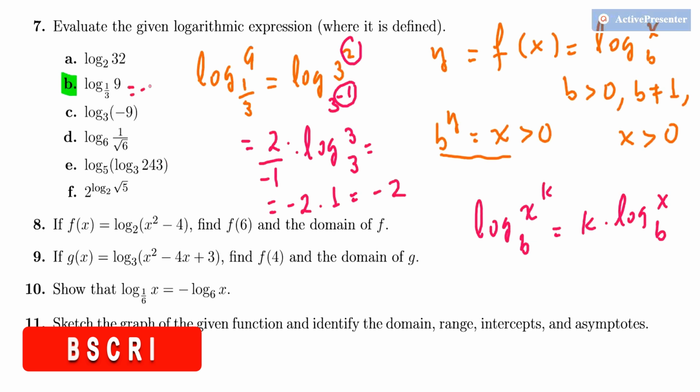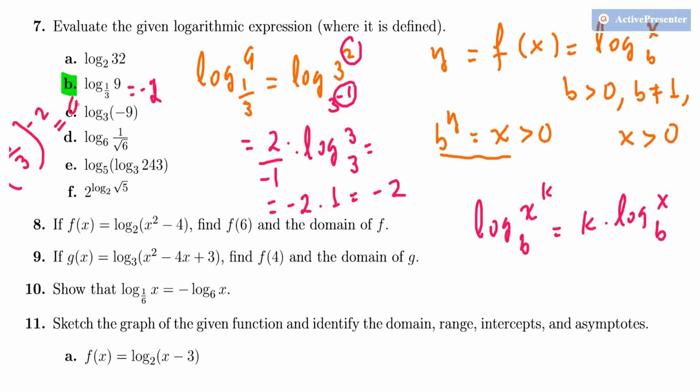So this is minus 2 because 1 over 3 to the power of minus 2 is just 9. You can check here: 1 over 3 means 3 to the power of minus 1, to the power of minus 2. This gives minus 1 times minus 2, which is positive 2. Therefore 3 to the power of positive 2 will be 9. So the answer for this will be minus 2.